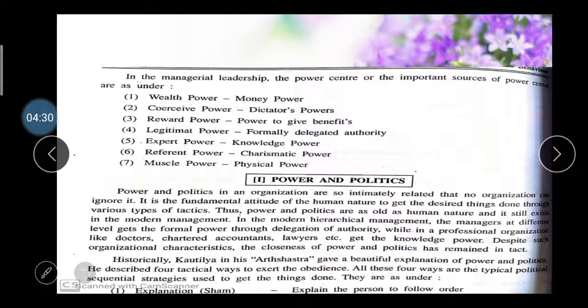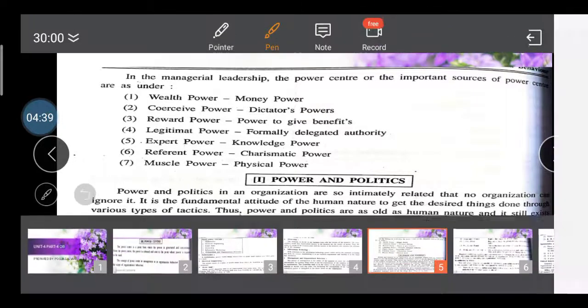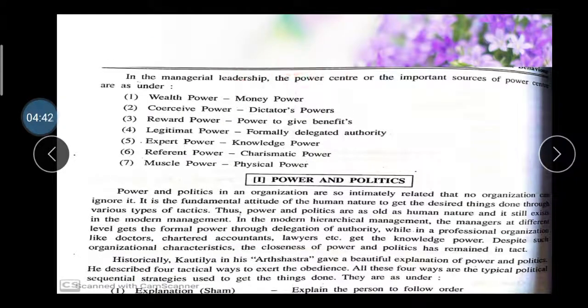In managerial leadership, the important sources of power center are as follows. First, wealth power, which is considered money power. Second, coercive power. Third, reward power, the power to give benefits to others. Then legitimate power, which is the formal and delegated authority. Fifth is expert power, the knowledge power. Then reference power, which is a type of chemistry power. And seventh, physical power. So there are various types of power centers considered in organizational behavior.